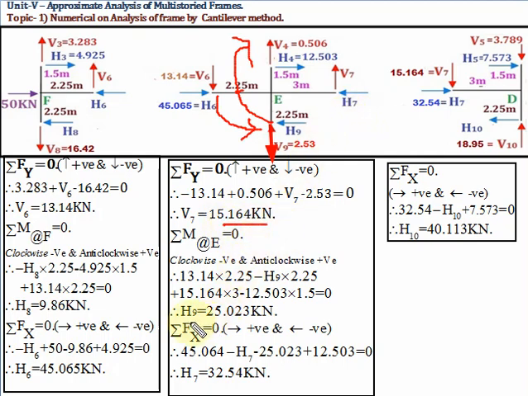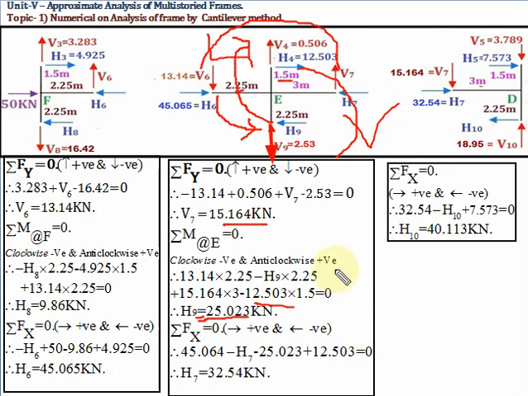Then 15.16, that is the value of V7. It is acting in anti-clockwise direction. What is the distance? 3. And 12.503, what is 12.503? It is H4. In which direction is it acting? Clockwise direction, so minus 12.503 into the distance 1.5. After simplifying, we'll get the value of H9, 25.023.